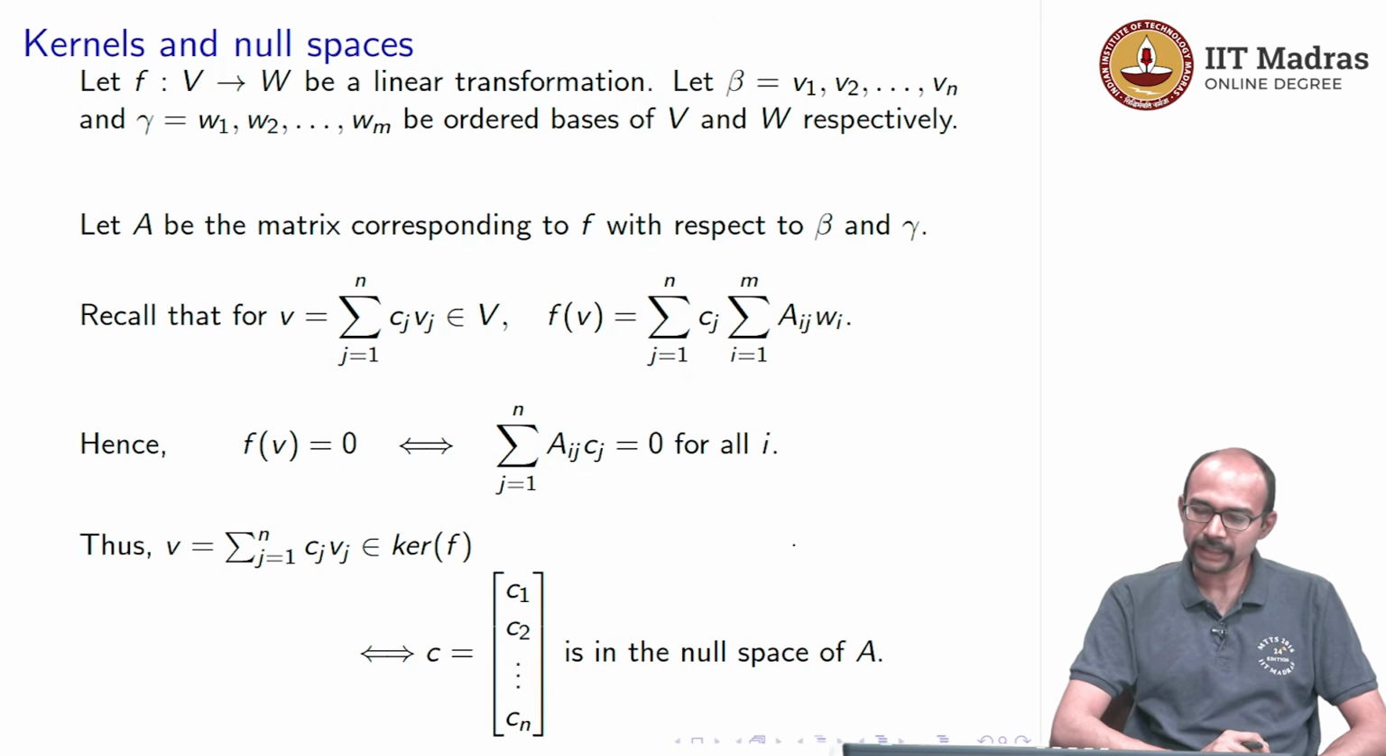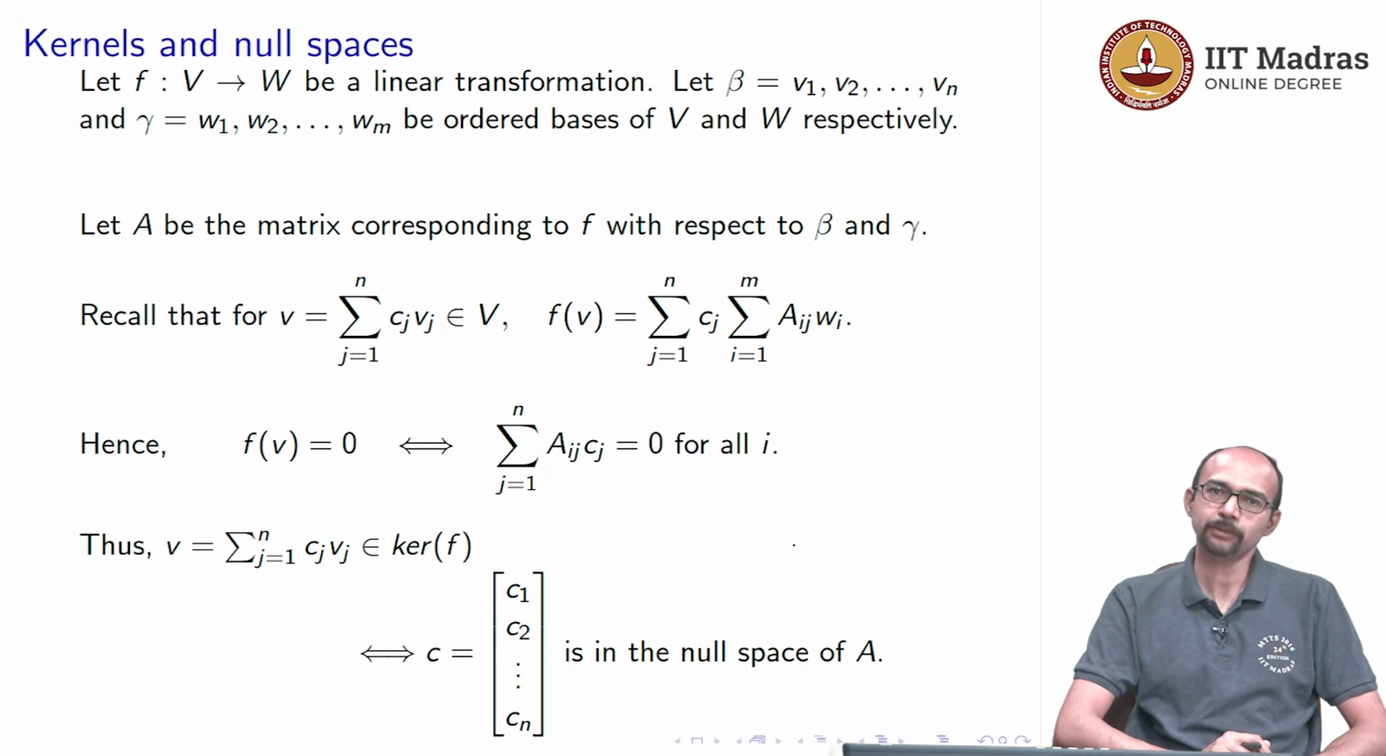The left hand side, f of v is 0, is exactly the definition of v being in the kernel of f, and the right hand side is saying that if you look at the vector c consisting of c1, c2, up to cn, then that vector is in the null space of A.